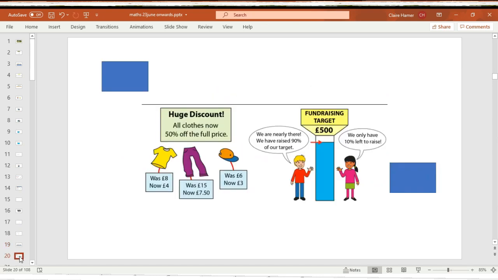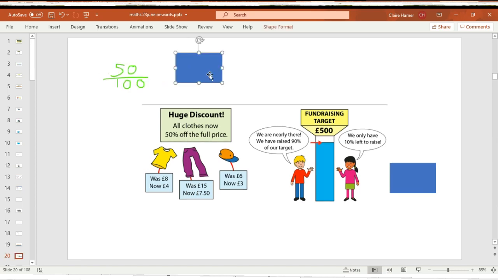Okay, we looked at these examples. Can you just tell me what fraction is the same as 50%? Hoping that you said half. Another way of writing it down is 50 hundredths, because it means 50 out of 100. Okay, but you might have written half or said half.